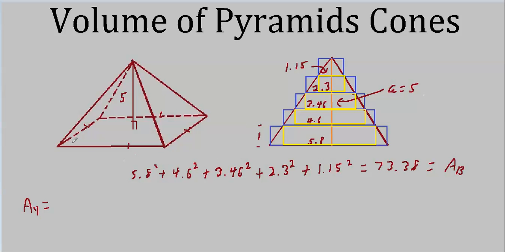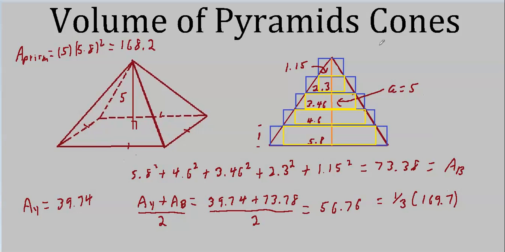That turns out to be 39.74 if you want to add up all those squares. Now what we're going to do is take the area we got from the blue prisms plus the area we got from the yellow prisms, take the average, and see what that gives us. So if we take the area of all the yellow prisms, add them up, we get 39.74. Now let's take the average of these two.